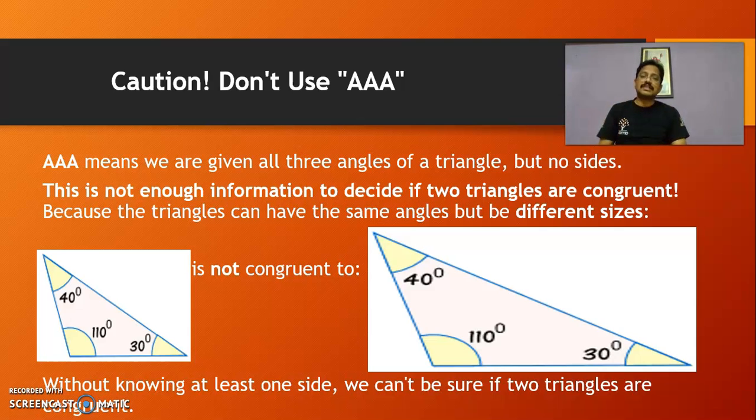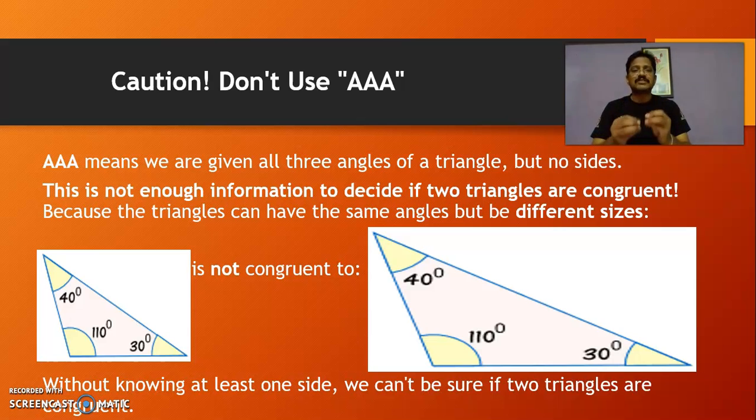When the sizes are different, they are similar but not congruent. So if all three angles of one triangle are equal to the corresponding angles of the other triangle, then the two triangles are similar but not congruent. This is very, very important. Without knowing at least one side, we can't be sure if two triangles are congruent. If you know the relation between one side of the two triangles, and they are equal, then only you can say this.